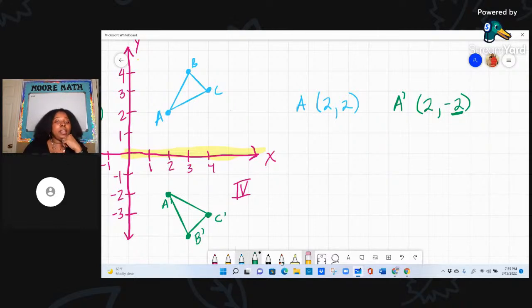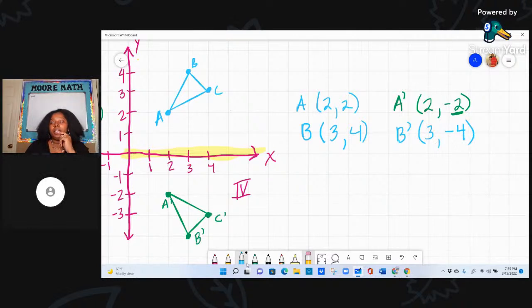All right, let's try B. So for B, we have 3, 4, and the new B was, you told me, 3, -4. What changed? The Y is negative. Okay, the Y is negative. You see a pattern? Yeah. Okay, what do you think is going to happen with C? Its Y is going to be negative.